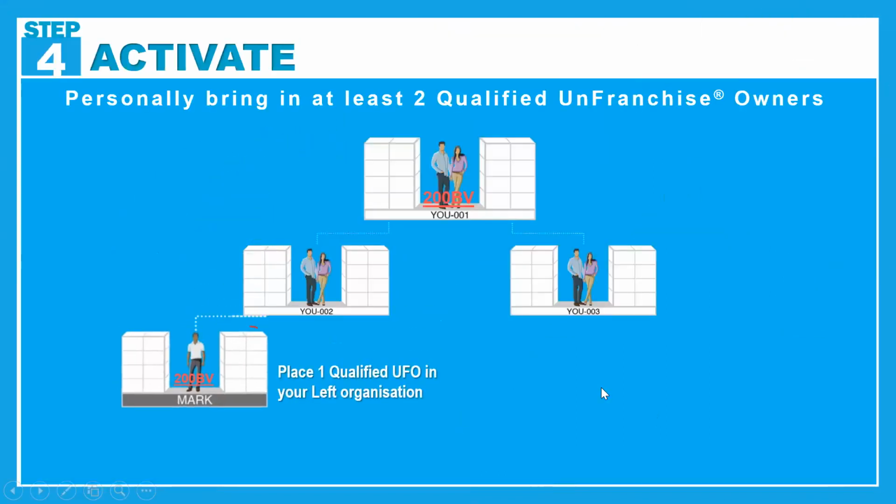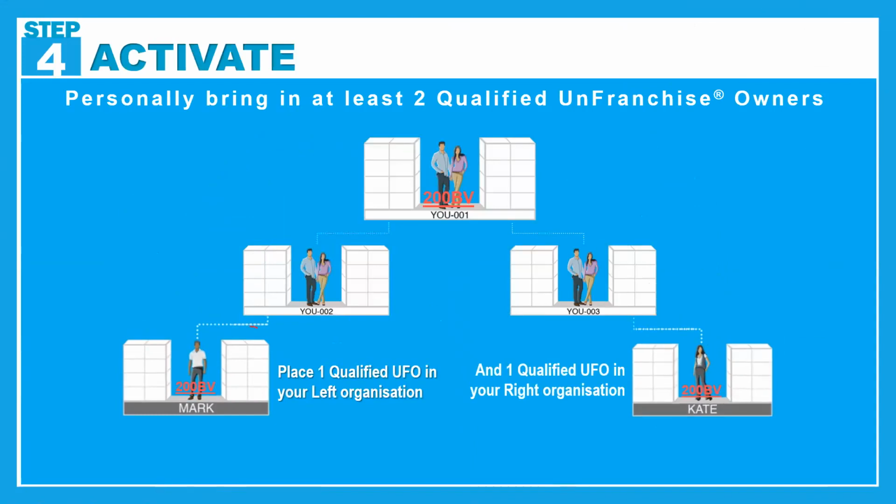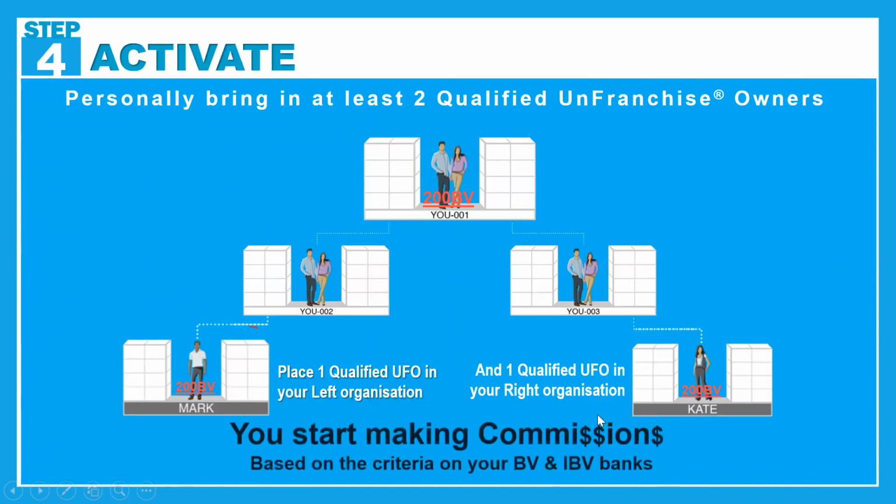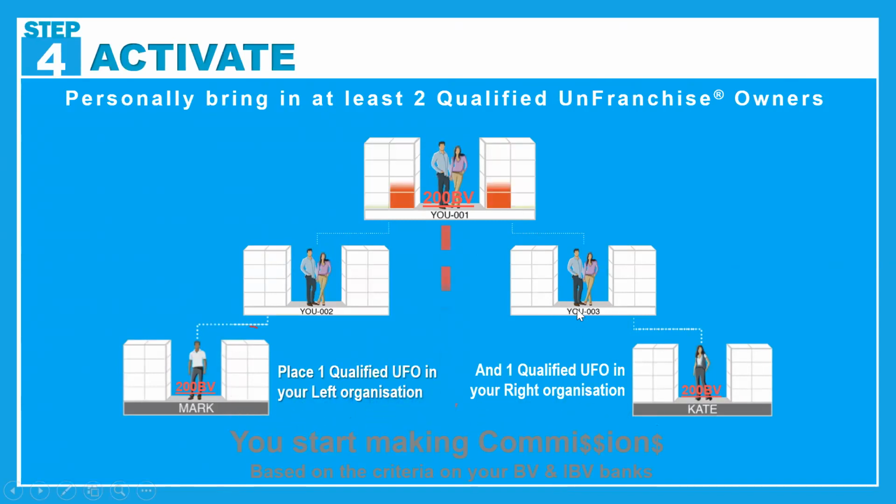So step number 4 is activate. If you can personally bring in and introduce at least 2 qualified unfranchised owners, one on your left 002, one on your right 003, then you can start earning commission. So basically your goal is to expand your distribution. You place one franchise owner as your business partner, like here Mark, minimum 200 BV to qualify, and then on your right hand side Kate, in your right organization. And then you can start making commissions once you do that.